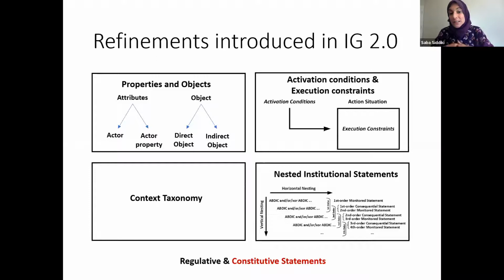We introduce a context taxonomy, which allows us to then further characterize types of context that can take either activation condition or execution constraint form.